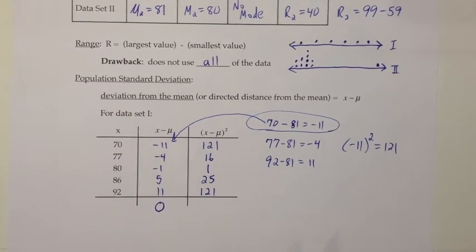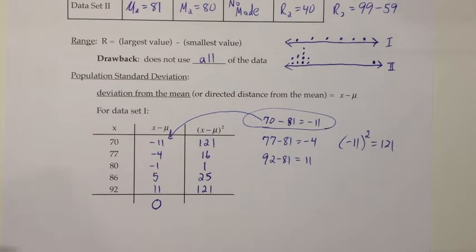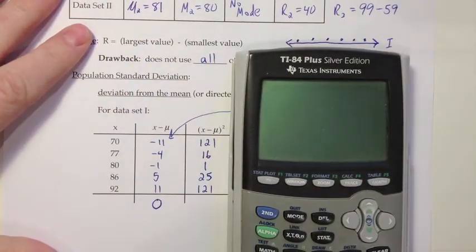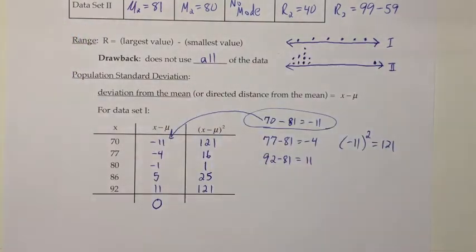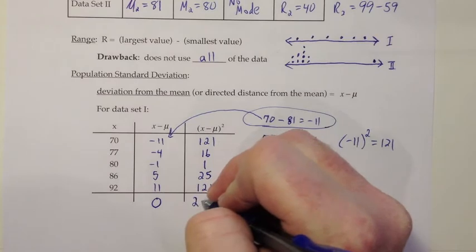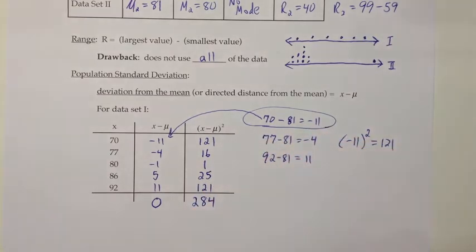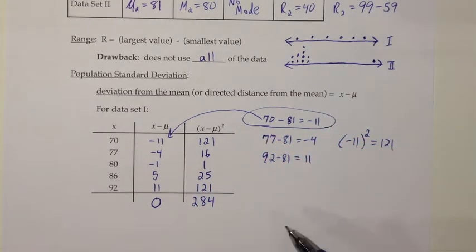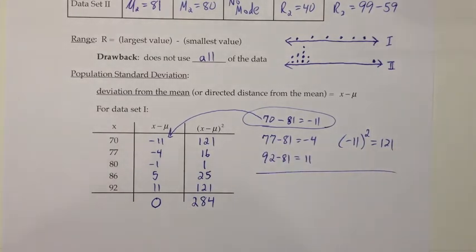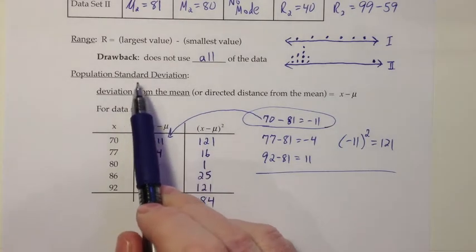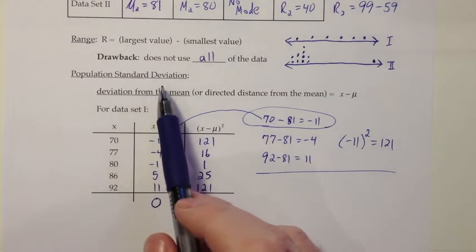So now all of those are positive, and I want to know what the total is. So I'll add those up real quick on the calculator. So 121 plus 16 plus 1 plus 25 plus 121, and we get 284 for our total. So 284. So that's the sum of those deviations, the sum of the squared deviations actually. And now we could go back to what we were starting off saying we were trying to do, get a standard deviation or maybe like an average deviation.